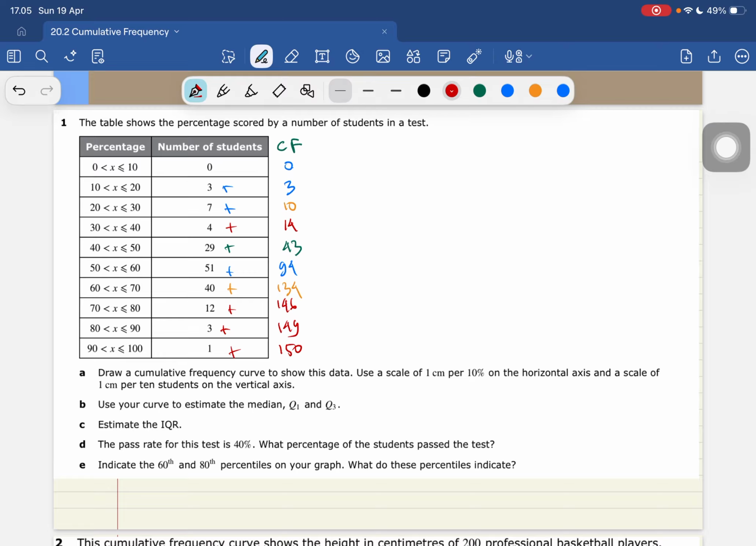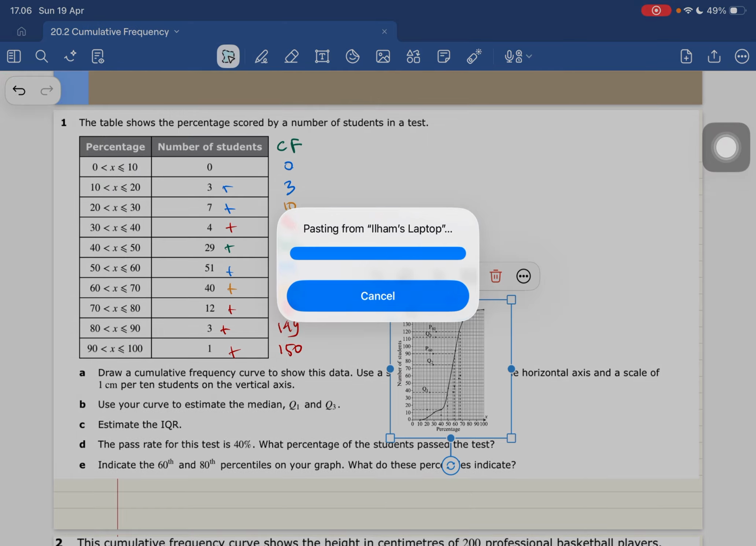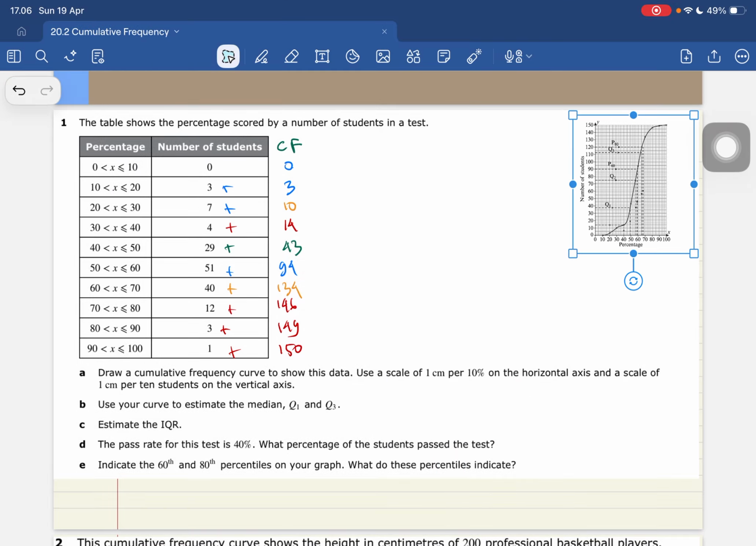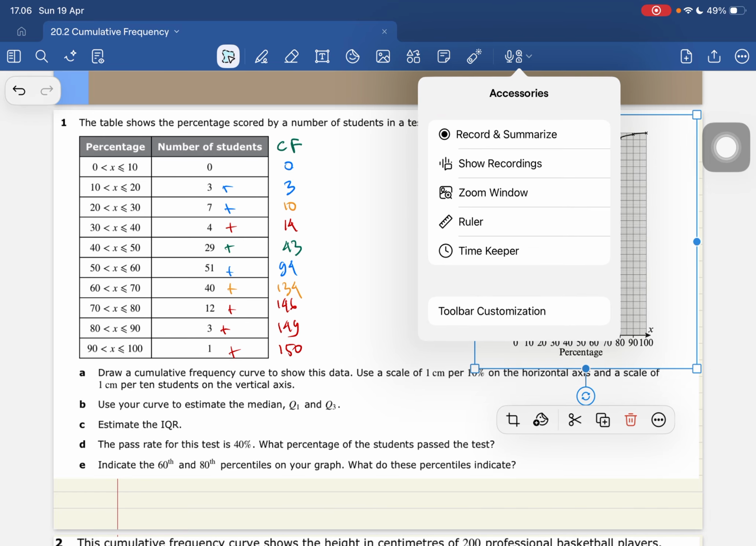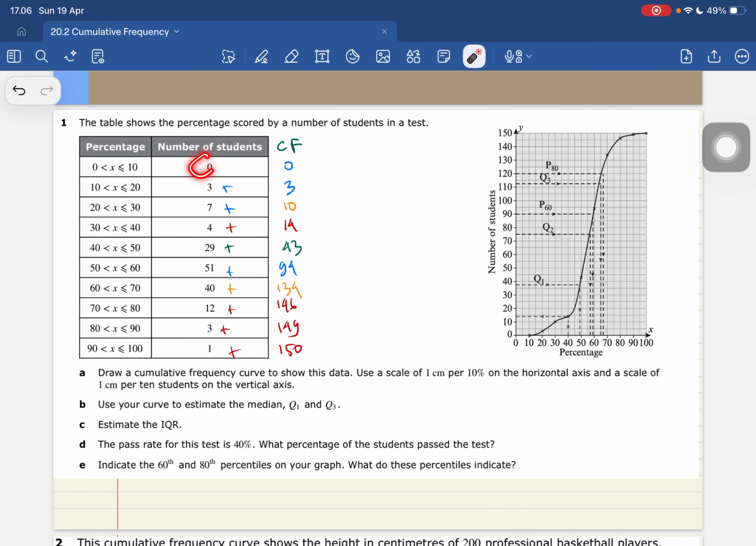So to draw it, we will start from 0. Since this is required, I will just copy it, and I will explain it to you. Hope that you can see it. So look at it. First, we've got 0 and cumulative frequency 0. So from 0, we didn't start at all.